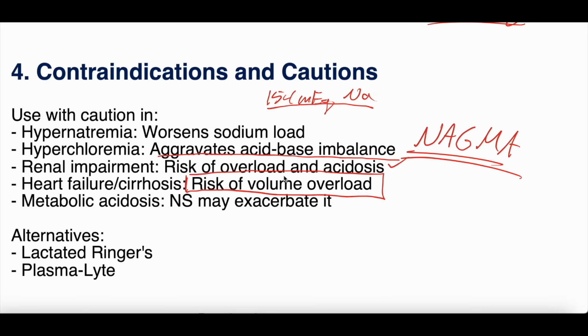Heart failure and cirrhosis, this is true of all crystalloid fluids. You don't want to give fluid to someone who is fluid overloaded. Obviously, not all patients with a history of heart failure are fluid overloaded, depending on what's going on, but many of them are. So you just want to be careful in anybody who has risk of fluid overload. And then metabolic acidosis, we talked about, broken record here, NAGMA. Alternatives are lactated ringers and PlasmaLyte.